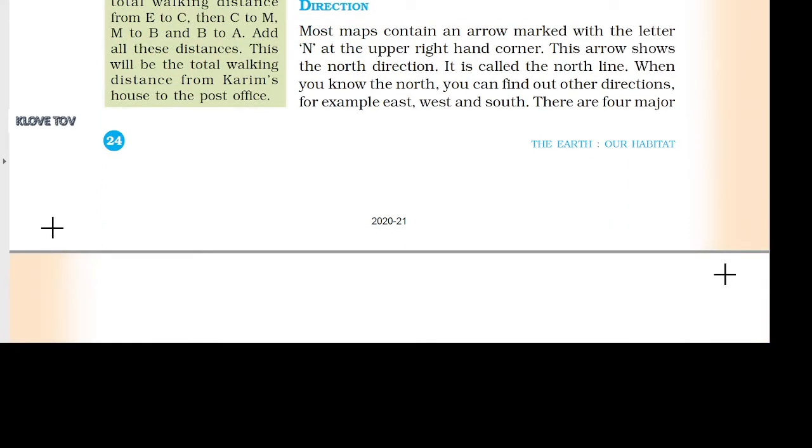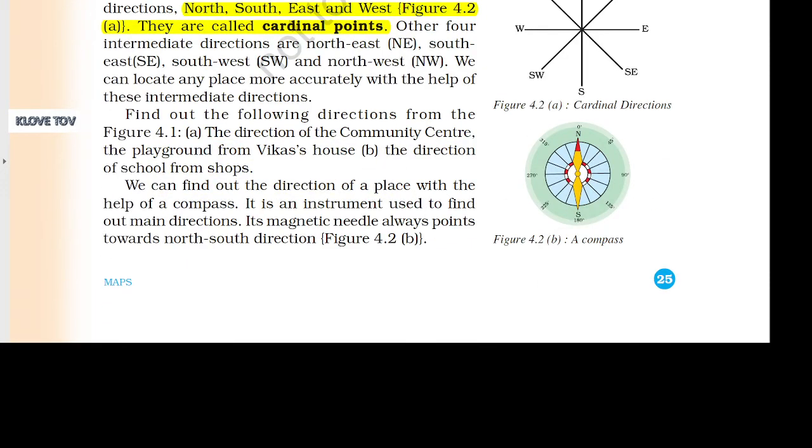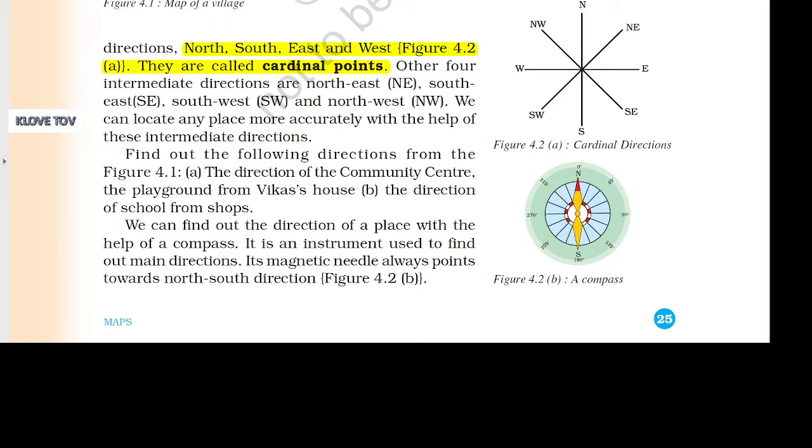Direction. Most maps contain an arrow marked with the letter N at the upper right hand corner. This arrow shows the north direction. It is called the north line. When you know the north, you can find out other directions, for example, east, west, and south. There are four major directions: north, south, east, and west. Figure 4.2. They are called cardinal points. Other four intermediate directions are northeast, southeast, southwest, northwest. We can locate any place more accurately with the help of these intermediate directions.